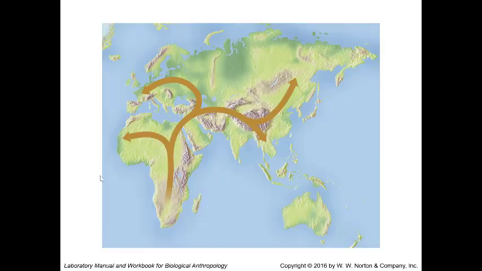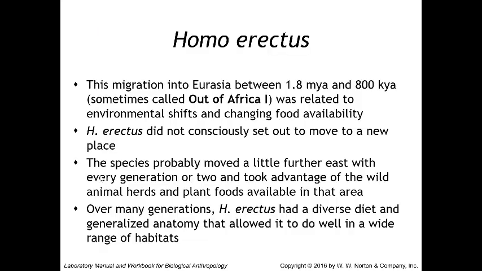So here is this Homo erectus migration. Again, it was the first member of our lineage to move out of Africa and settle in the various areas of Europe and Asia. This migration was facilitated by the species' generalized anatomy and their flexible technology. The migration into Eurasia between 1.8 million years ago and 800,000 years ago, sometimes called Out of Africa 1, was related to environmental shifts and changing food availability.